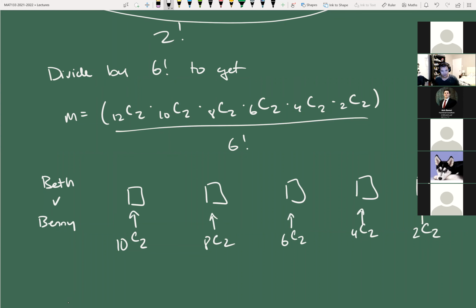But again, I have this issue of order mattering here. And the question is, do I divide by 6 factorial or divide by 5 factorial? 6 factorial is A and 5 factorial is B. So now we have to be careful about what we've done, what we've computed. So the question is, do we divide by 5 factorial or do we divide by 6 factorial?